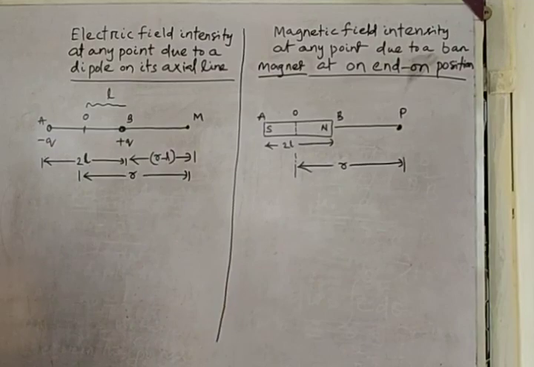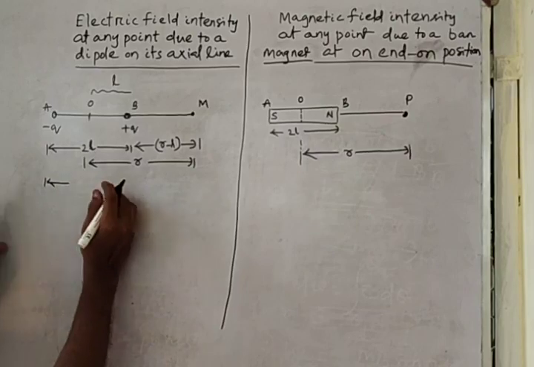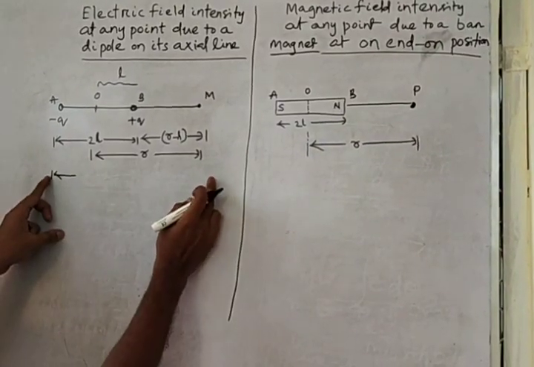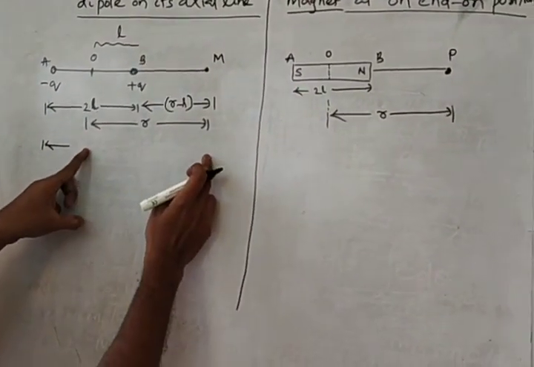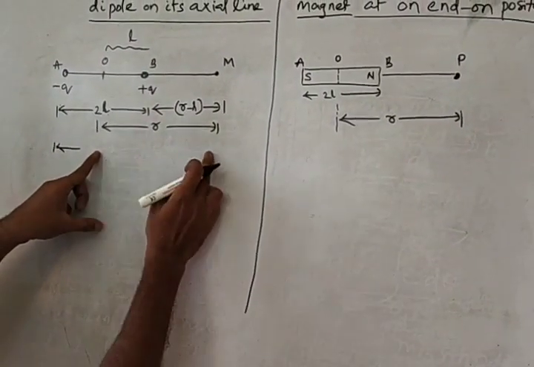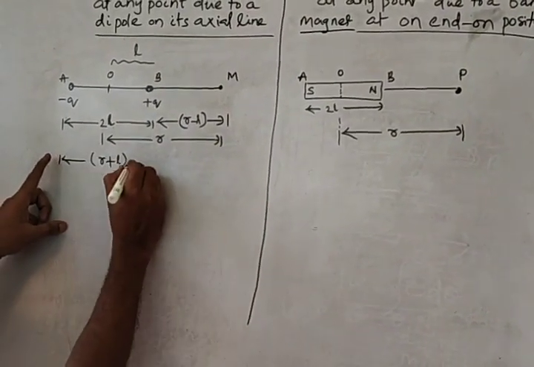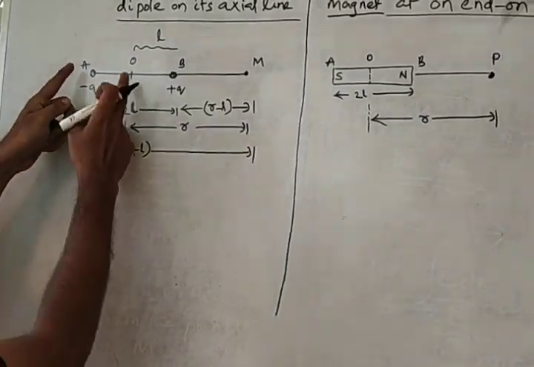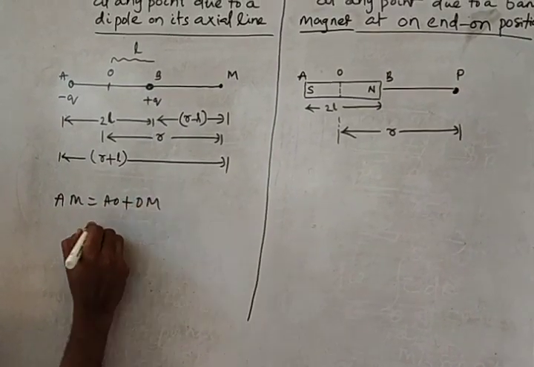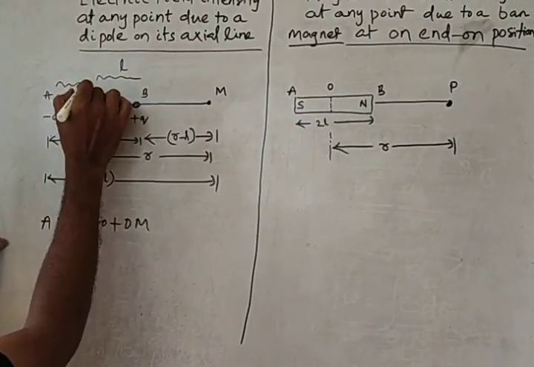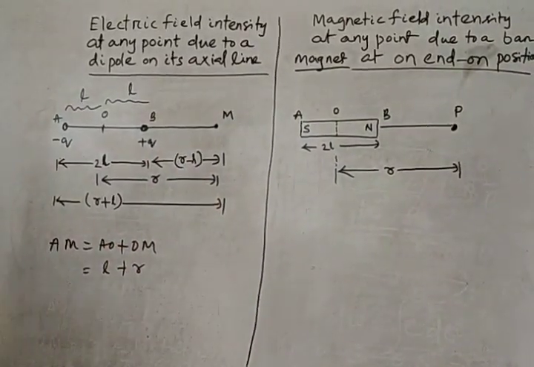Similarly, what is the distance from minus Q to M? Look, AM. So AM is how much? AB plus BM, or else you can write AO plus OM. OM is your R. AO is your L. So it will become R plus L. Just check it clearly. AM equal to AO plus OM. But AO is L plus OM is R. That's why it is L plus R.